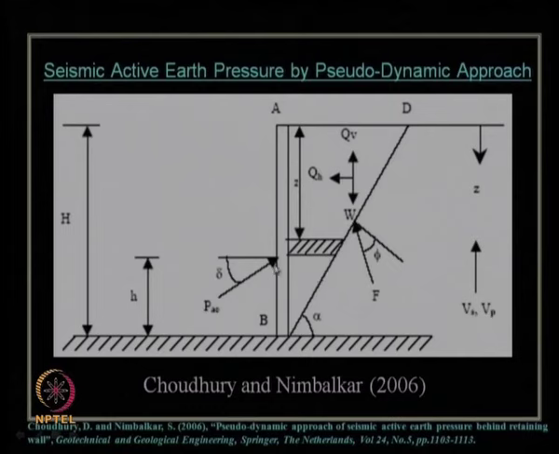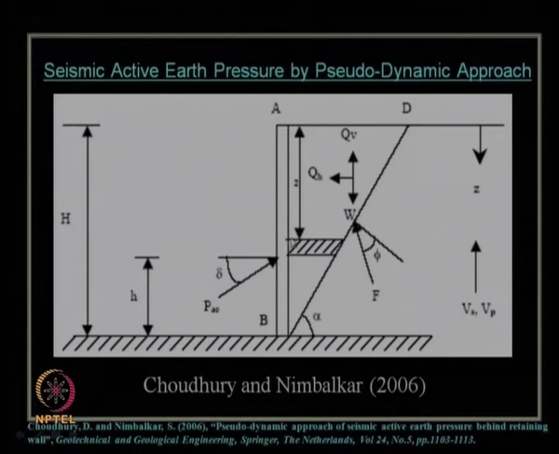So, this is the position of the seismic active earth pressure PAE at an angle delta with respect to the normal to the wall, and W is the weight of this failure wedge, QH is the seismic horizontal inertia force, QV is the seismic vertical inertia force. Remember, they act in both directions, and we have to find the critical direction by doing an optimization analysis, and F is the soil reaction.